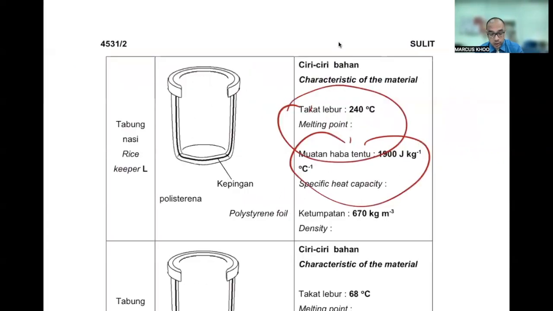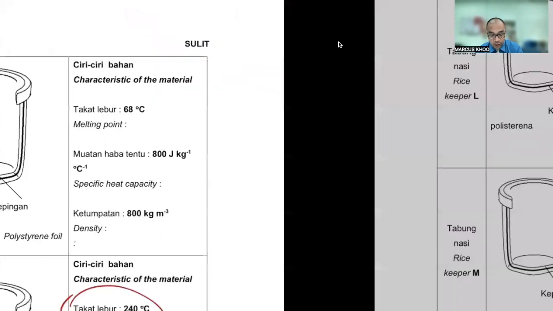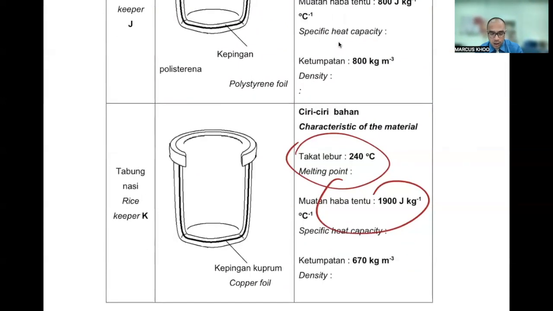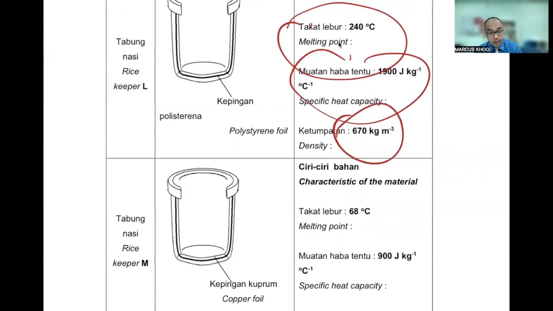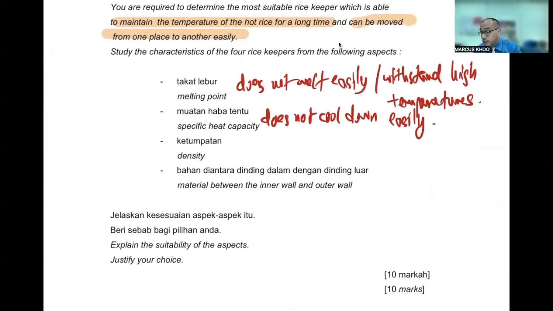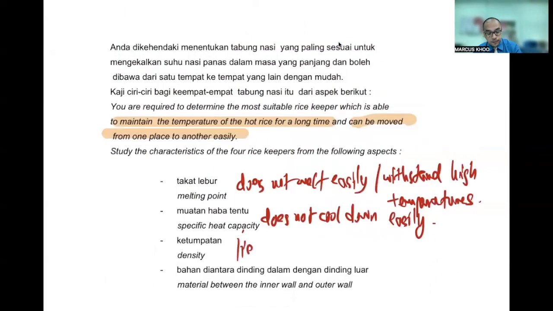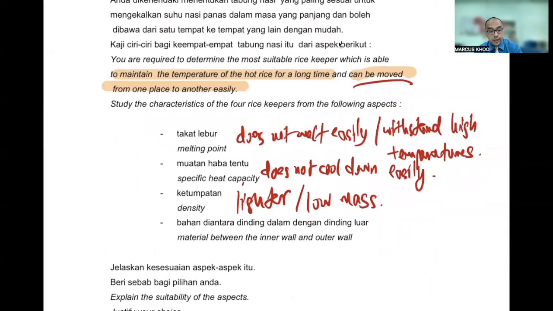Now, density, our choices are 670, 800, 800, and 670. Obviously, at this point, you kind of know that we're going towards the low density option lah. So we want a low density option so that, as I said in the previous video, when we talk about density, if it's low density, it will be lighter, or low mass, and this helps us to move the thing easily. You cannot put this answer as your reason, but the reason why it can be moved from one place to another easily is because it is lighter, it is low mass.